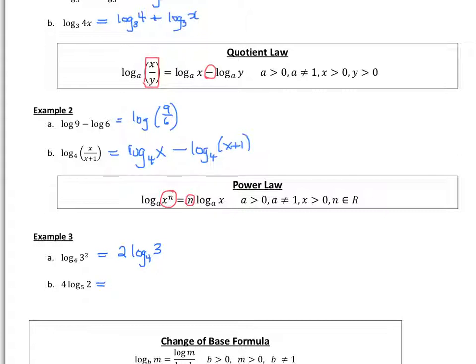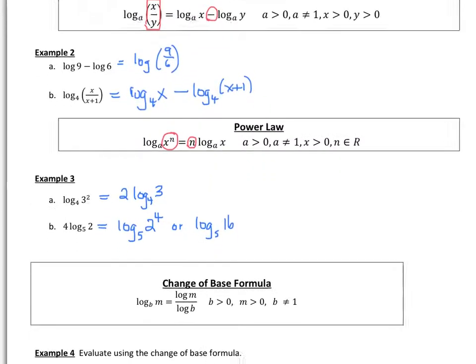And I could rewrite 4 times log 2 base 5 as log 2 to the exponent 4 base 5, which would be equivalent to log 16 base 5.